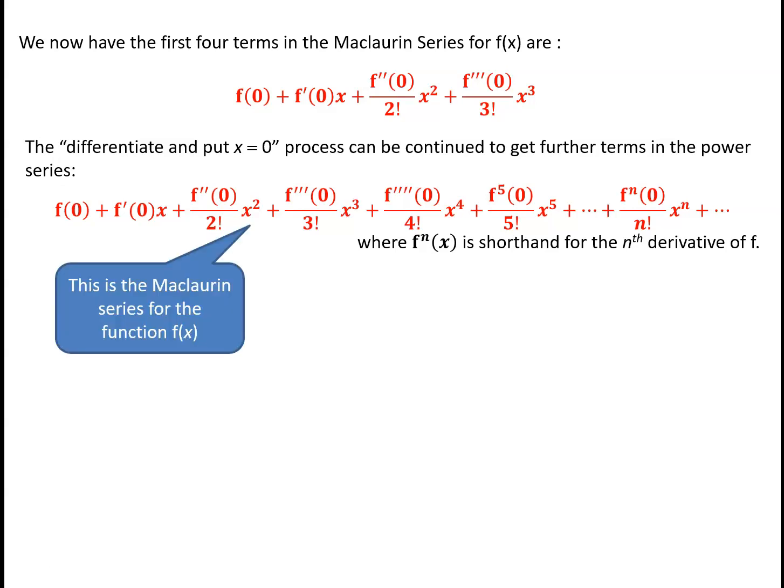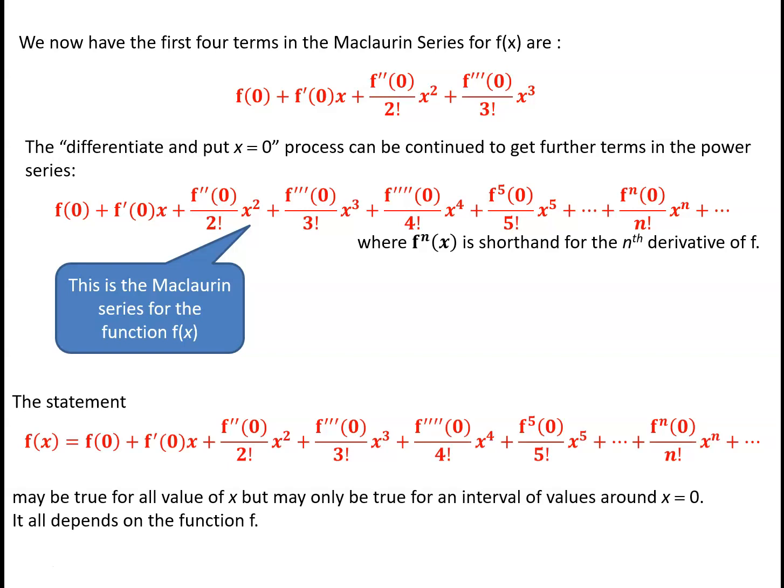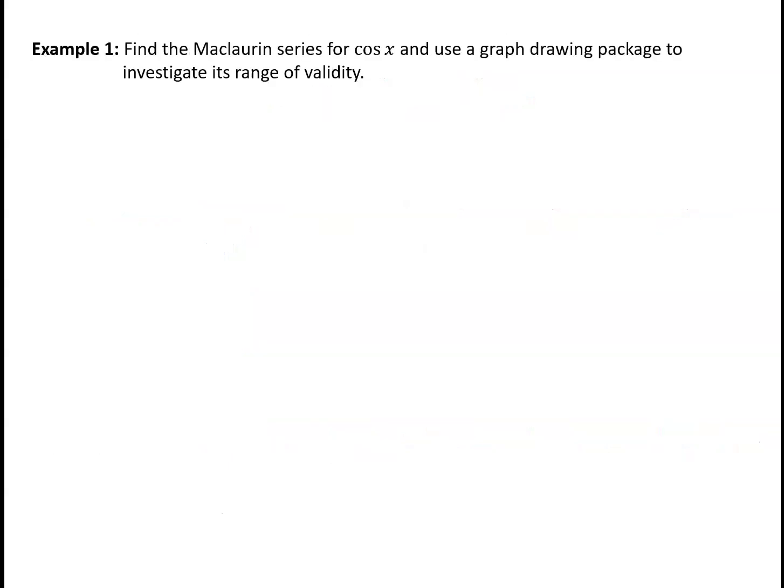Now this is the Maclaurin series for the function f of x, and the statement that f of x equals the Maclaurin series may be true for all values of x, but may only be true for an interval of values of x around x equals 0. It all depends on the function that we're considering. So let's have a look at a couple of examples.